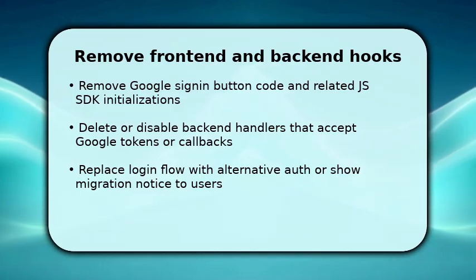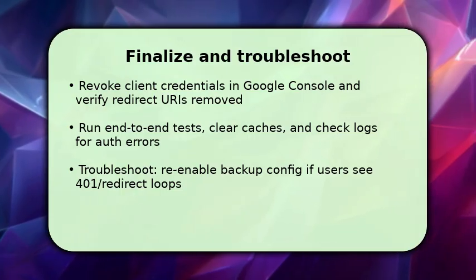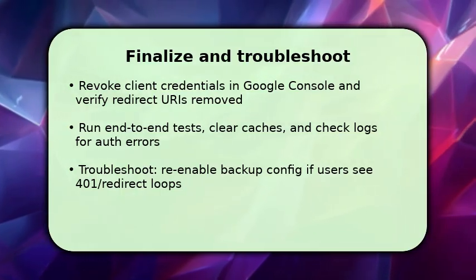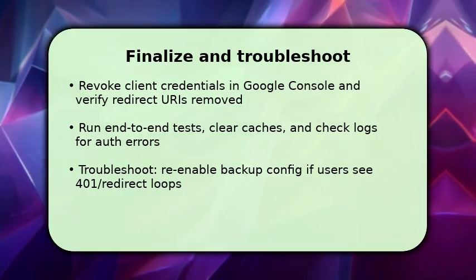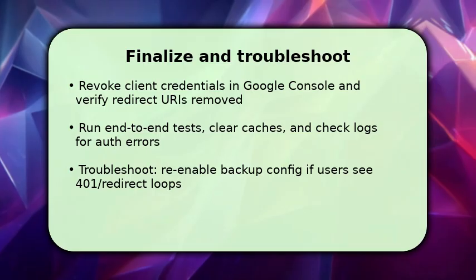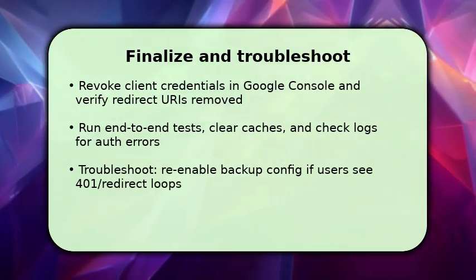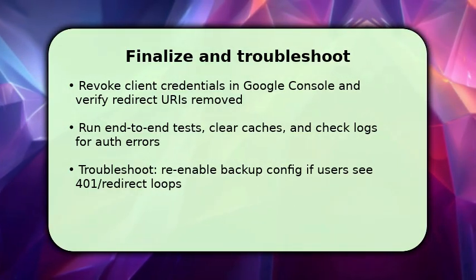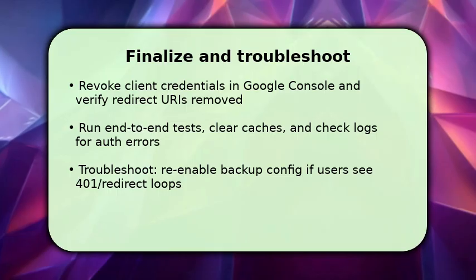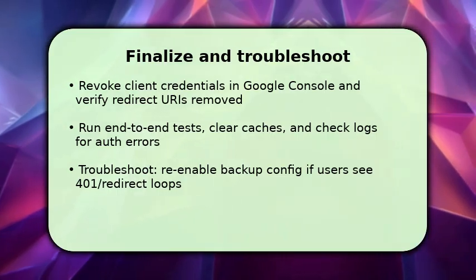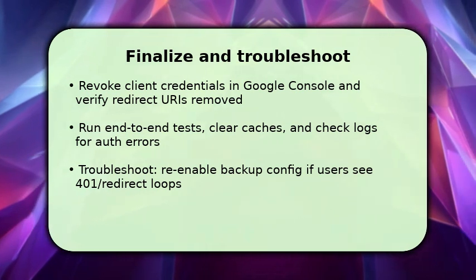Finish by cleaning up both sides, revoke the OAuth client, or remove its credentials in Google Console and delete redirect URIs so no external calls succeed. Then run end-to-end tests. Sign in through alternate flows, clear CDN and server caches, and monitor logs for 401s or redirect loops. If you encounter users blocked by cached Google tokens or callbacks, re-enable your saved backup config temporarily to roll back while you fix routes. Make sure to communicate changes to users.